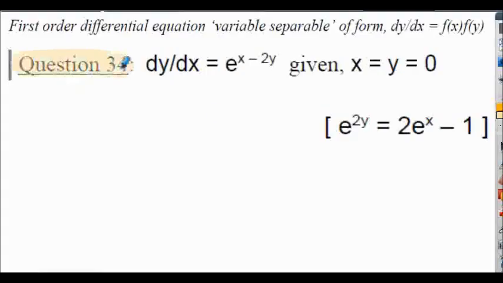Question 34. dy by dx is equal to e to the power of x minus 2y, and we're given that x is equal to y is equal to 0. Here's the solution we have to determine. The full worked solution is shown on the following slides.